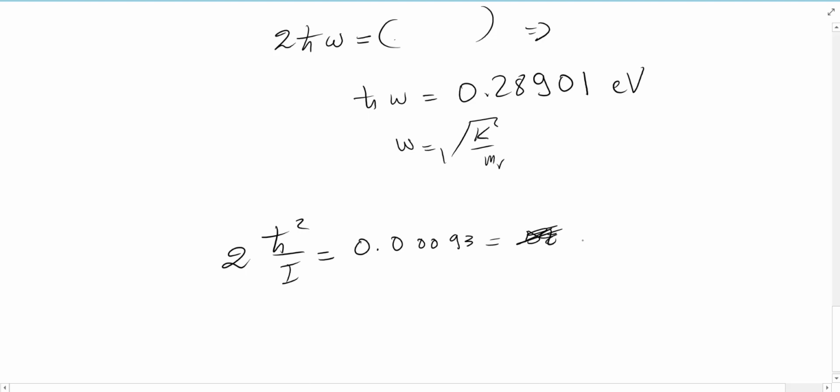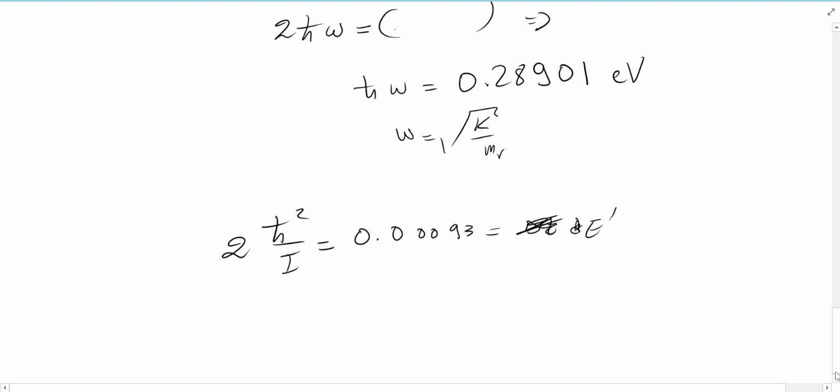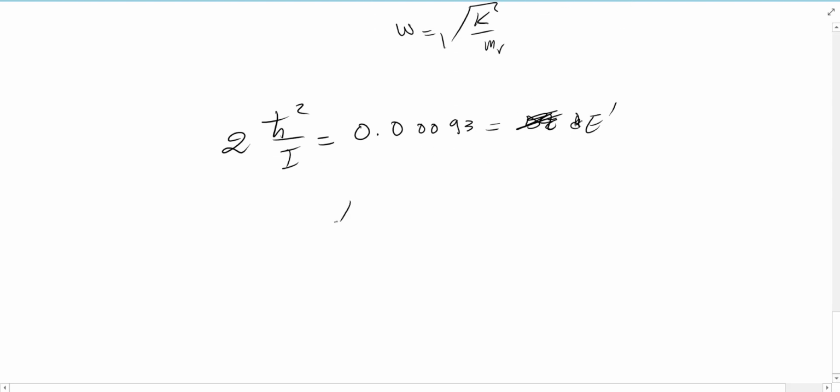Let's call it E prime, just to not confuse the deltas that we have up there. So in this case I is just equal to 2ħ squared over that difference between these quantities, because this is just an intermediary value. In ħ, remember, it's expressed in electron volts per second.